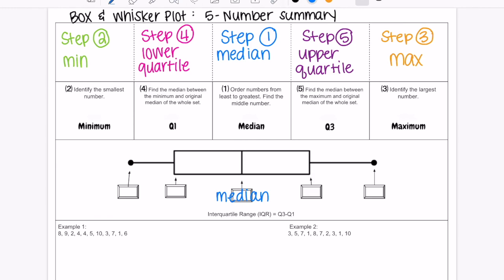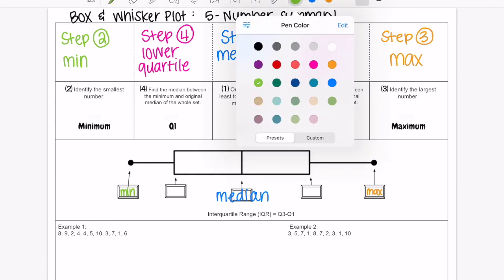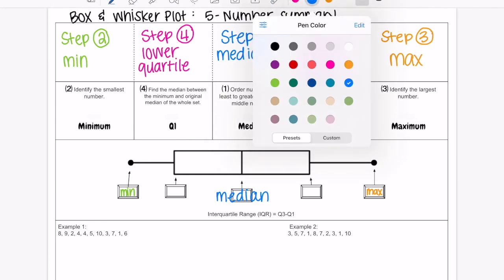So that's step 1 that you're always going to find. Then you move on to finding your minimum and maximum. So the minimum is the number on the far left, your lowest number, and the maximum is the number on the far right, or your greatest number. Then the box itself is defined by 2 other values.